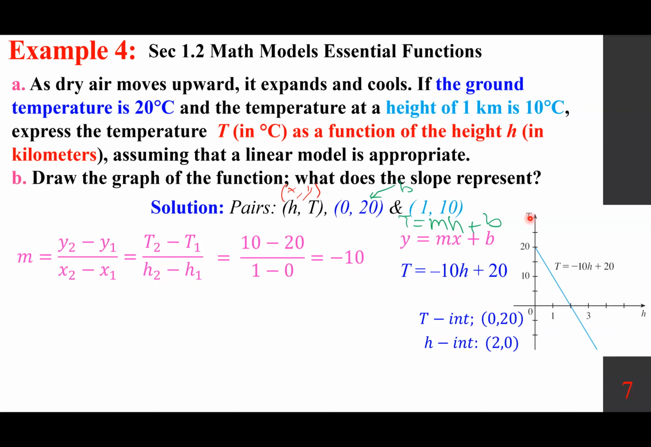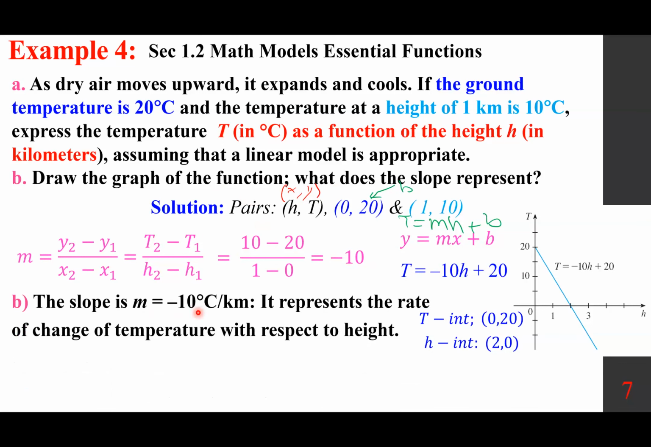So T, the temperature, is a function of height. And we don't go on the negative side of the height. Now, so we did the graph. We came up with the equation. We did the graph and the meaning of a slope. The slope M is negative 10 degrees Celsius per kilometer. So as far as the units, the units of the top over the units of the bottom, the numerator, that's how we get the degrees Celsius over kilometers, which means it represents the rate of change of temperature with respect to height.